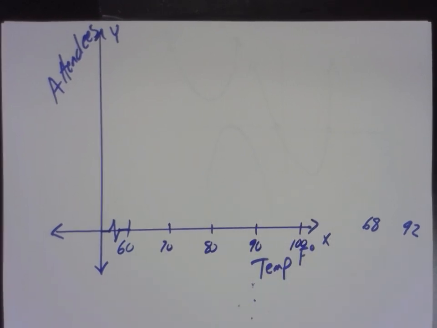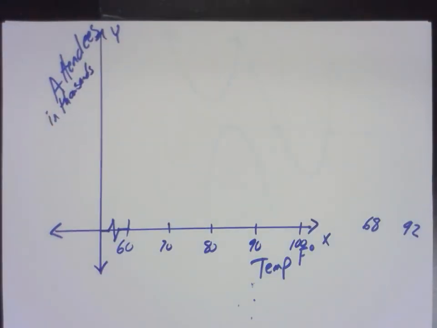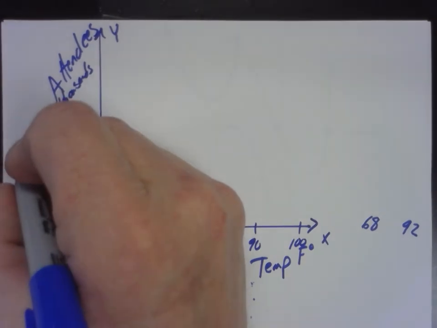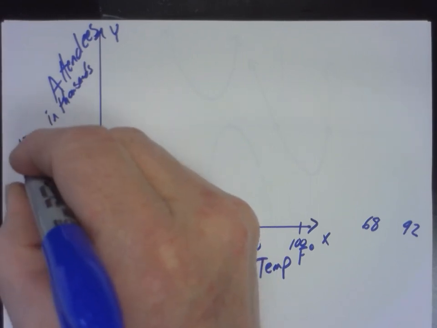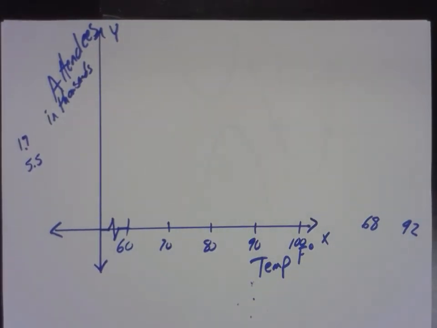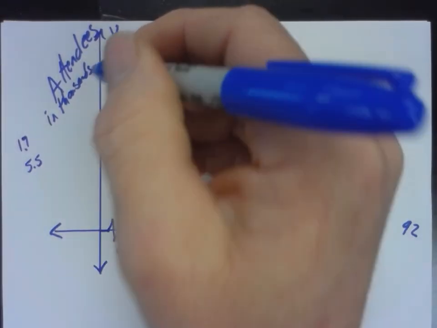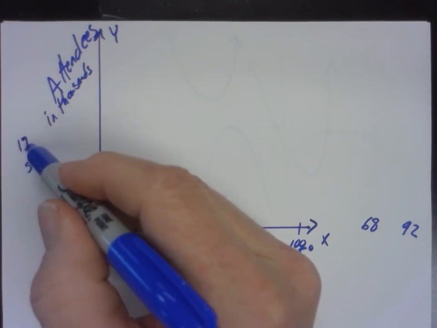Okay? All right, what about attendees in thousands? Oh, I didn't put that. In thousands. What's the lowest number? 1.7 thousand. And what's the highest number? 5,500. So we have 1,700, that's the lowest, and 5,500, that's the highest. So what do we want to make our scale go from? Do we want to go from 0 to 6,000? Do you want to skip a ways? And this is pretty low. Let's just go from 0 to 6,000.